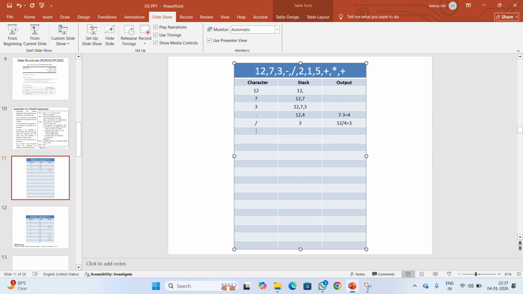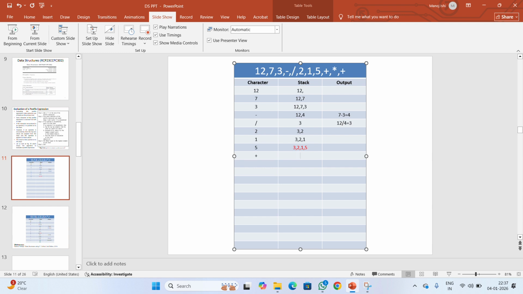Now the next is 2, so we have to push it onto the stack. Next is 1, so we push it onto the stack. Next is 5, we push it onto the stack. Next is plus.